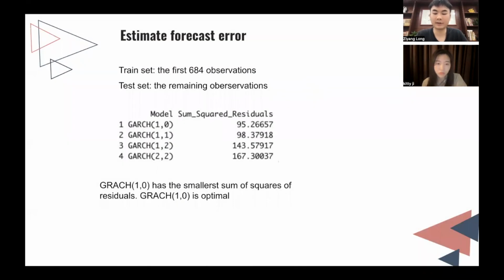For these 4 GARCH models, I calculate the sum of squares of the residuals between the fitted value and the actual value. We divide the data set into a train set and a test set. The train set is the first 684 observations, and the test set is the remaining observations. The performance of the 4 models is as follows. We can see the graph. The results show the GARCH 10 model has the smallest sum of squares of residuals. So order 10 is the optimal model order, and the GARCH 10 model is the optimal GARCH model. Thanks.